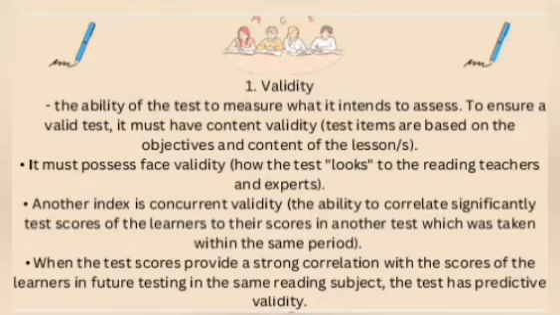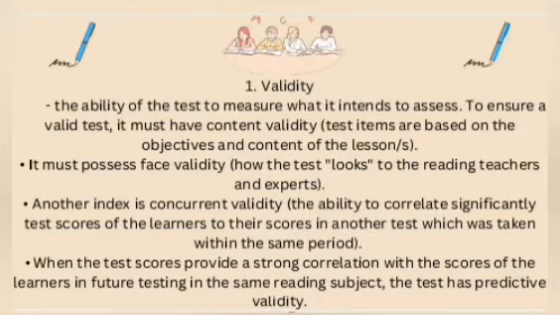Another index is concurrent validity. It is the ability to correlate significantly the test scores of the learners to their scores in another test which was taken within the same period. Concurrent means occurring or existing side by side. This test is best to use when you want to diagnose the student's current criterion status.